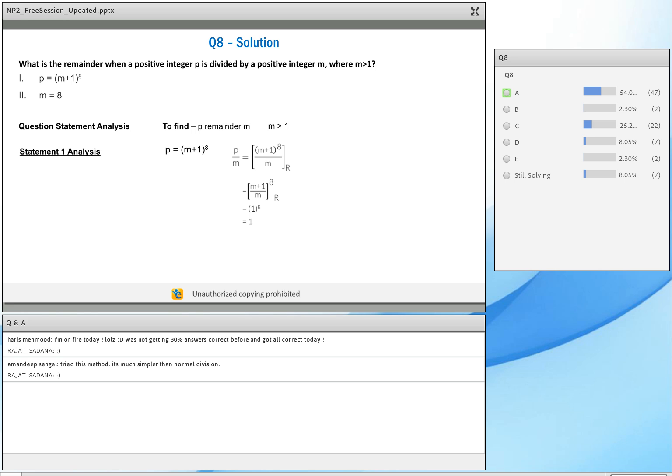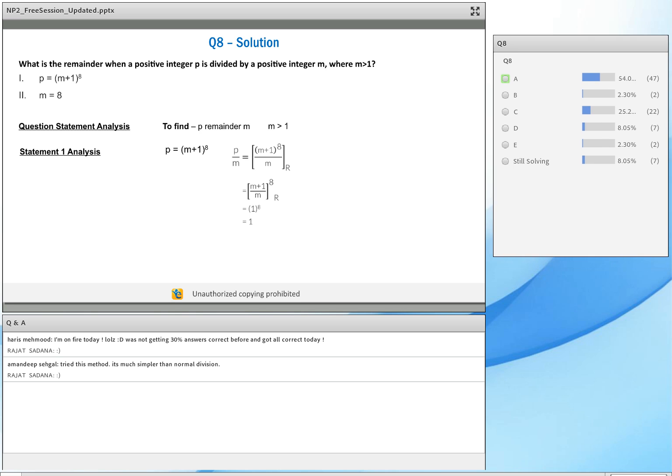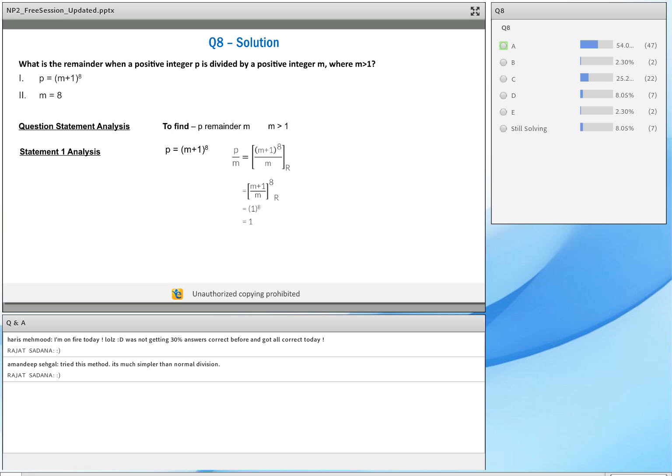The remainder of (m plus 1) divided by m is nothing but 1. Why? Because for m by m the remainder is 0, and for 1 by m the remainder is 1, and 1 to the power 8 is again 1. So we can be very certain that the remainder of this expression is 1. Statement 1 is sufficient. And just look at this again. This is exactly what we've been doing in terms of pure numbers, right?